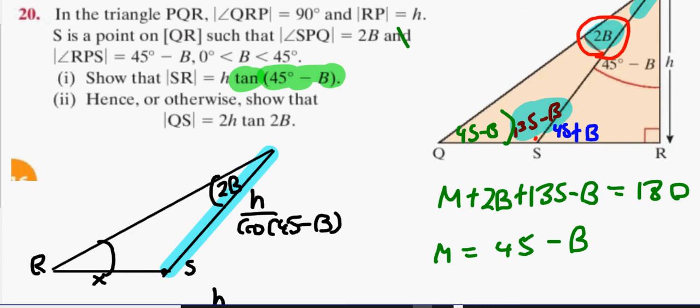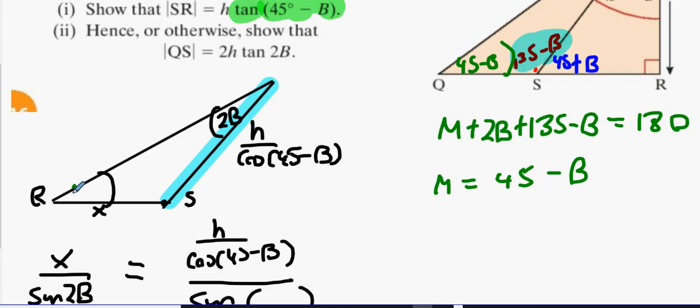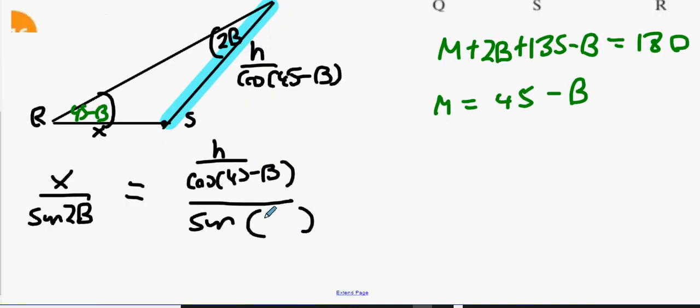I have this angle now, don't I? 45 minus b, cool, you guys? And what's that make this? 45 minus b. What's the goal of the question again? Find q to s, is it? Right. It doesn't look good.